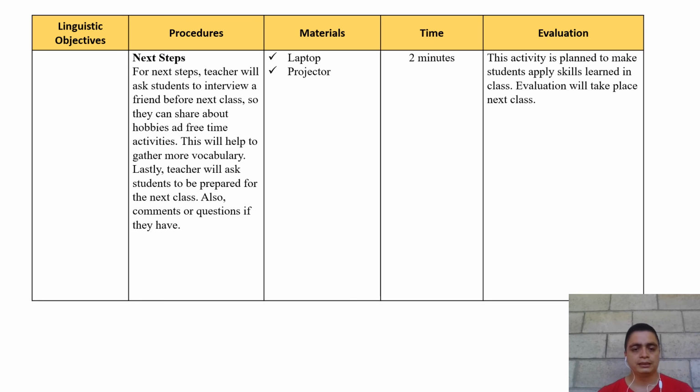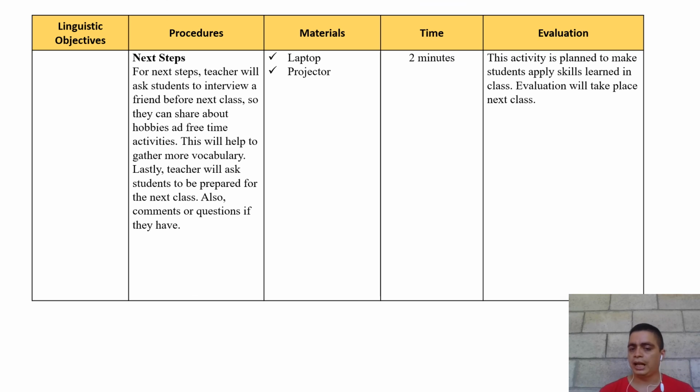For the next steps, the teacher will ask the students to interview a friend before the next class, so they can share about hobbies and free time activities. This will help to gather more vocabulary. And lastly, the teacher will ask students to be prepared for the next class. So I will be asking the students to be prepared because we will be moving forward with the next class.